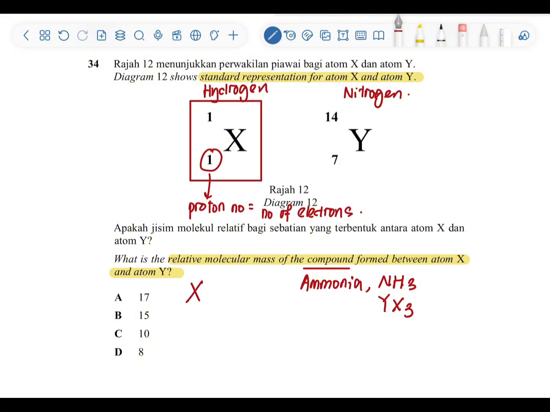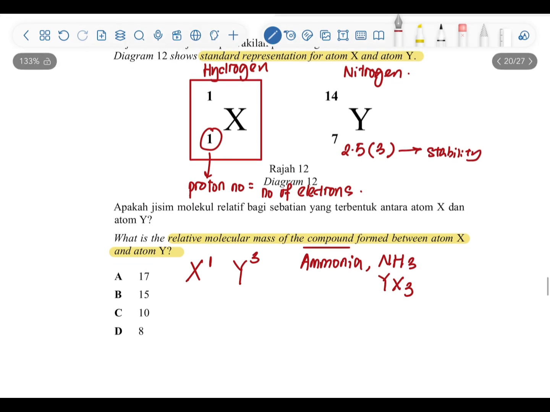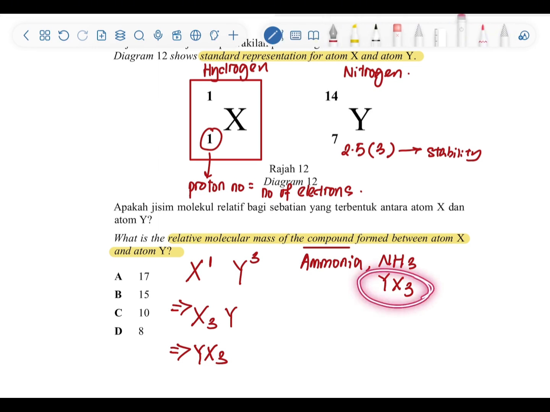The reason why I know the compound formed between X and Y is ammonia is because X still has one electron left to achieve its duplet electron arrangement, and for Y the electron arrangement is 2.5, so it still needs 3 electrons to achieve stability. So you just write 3 on top of the Y and 1 on top of the X. Then we cross it, and we will get X3Y, which is also YX3 for ammonia.